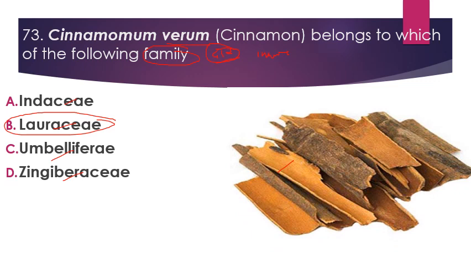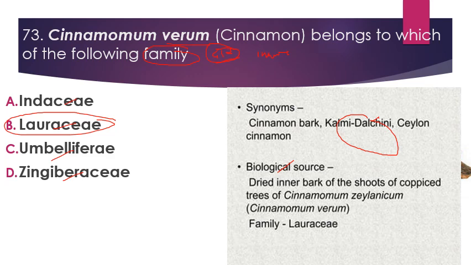So this is the photograph which shows this cinnamon, and the part used in this spice is the inner dried bark. Its synonyms used for this cinnamon or cinnamon bark are Kalmi, Dalchini, Ceylon cinnamon. And if we talk about its part used, the dried inner bark of the shoot of coppice tree of Cinnamomum zeylanicum, or we can say Cinnamomum verum, is used, and it belongs to family Lauraceae.